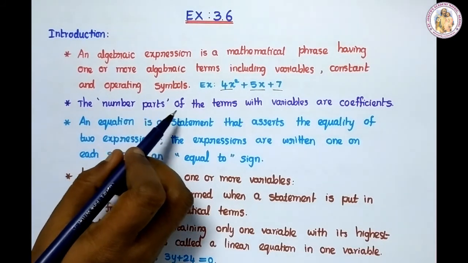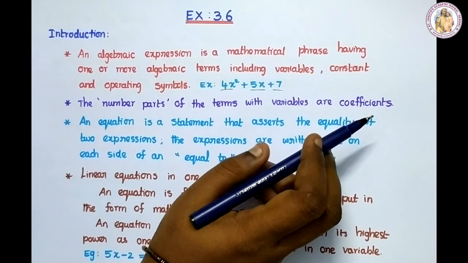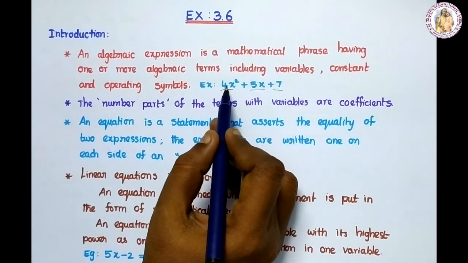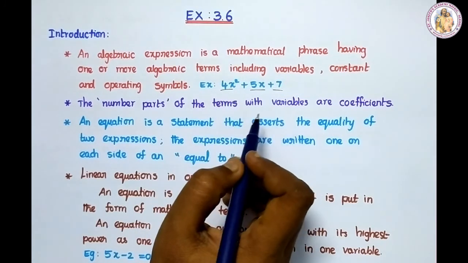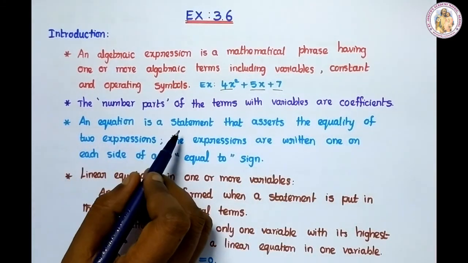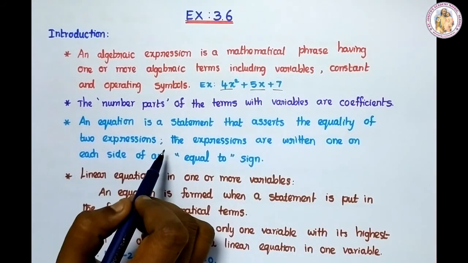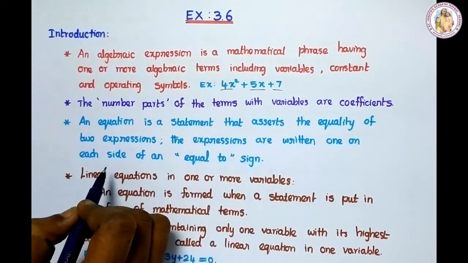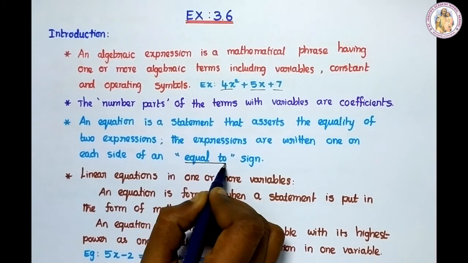The number parts of the terms with variables are the coefficients. An equation is a statement that asserts the equality of two expressions. The expressions are written one on each side of an equal to sign.